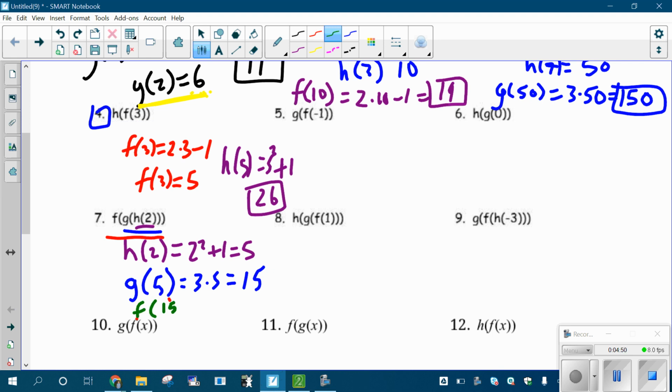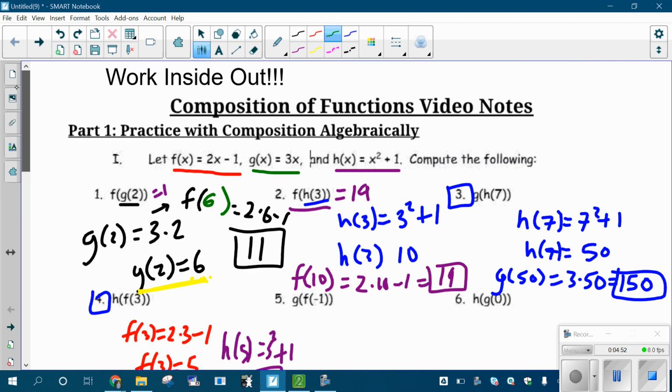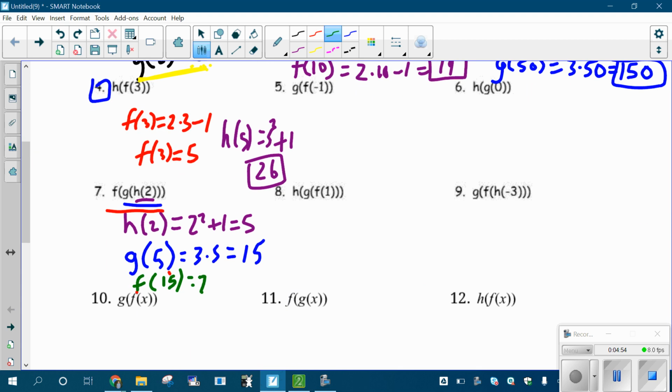All right, now I do F of 15. I do 2 times 15 minus 1, and I get 29. And that's my final answer. Okay. Why don't you give number 8 a try, pause, and then we'll check that together.